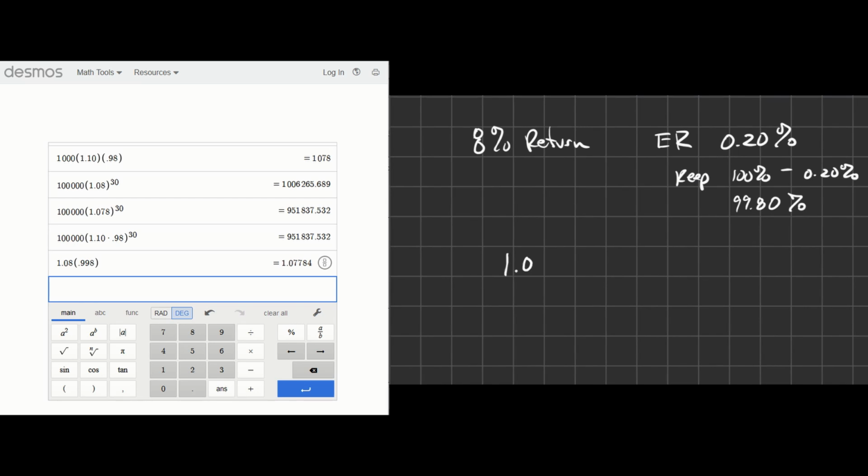So whenever I want to figure out my actual return each year, I can say, well, each year I'm going to have 108% of what I had the year before. All right, so just 1 plus the rate of return. And then I need to multiply that by how much of it I get to keep. I get to keep 99.8%. So 0.998.